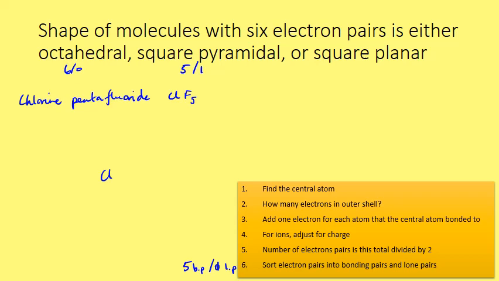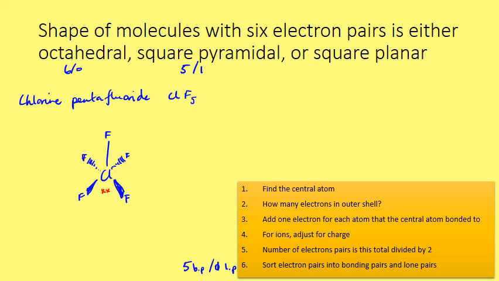So it's going to look like this. We're going to have one of our fluorines coming out of the page. This is going to be the front right corner of the square. This is going to be the front left corner of the square. This is going to be the back left corner of the square, and that's going to be the back right corner of the square. So that square is supposed to come out of the screen and go back into the screen. And then we've got our 5th fluorine vertically above, and our lone pair is vertically below.